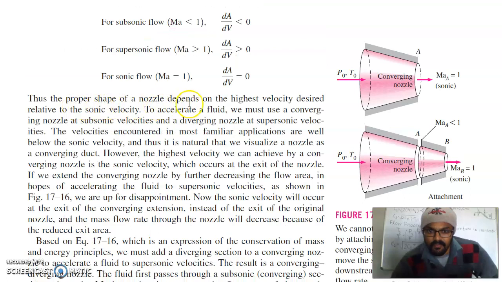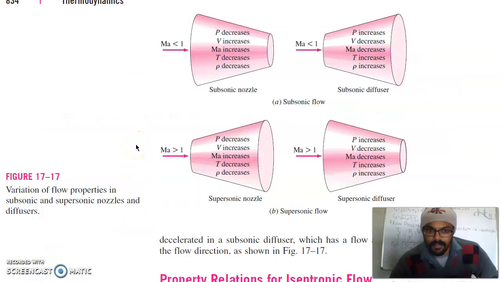Thus the proper shape of a nozzle depends on the highest velocity desired relative to sonic velocity. To accelerate fluid, we must use a converging nozzle at subsonic velocities and a diverging nozzle at supersonic velocities. So the velocities encountered in most popular applications are given below. This is the variation of flow properties in subsonic and supersonic nozzles and diffusers.